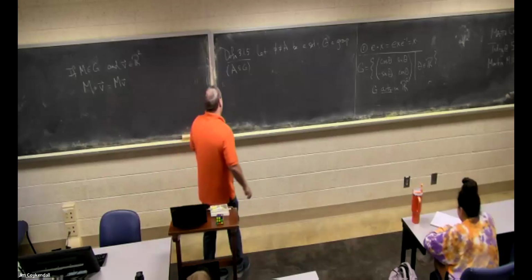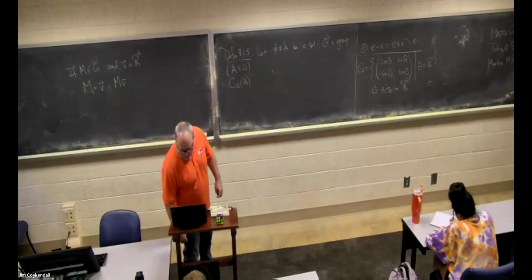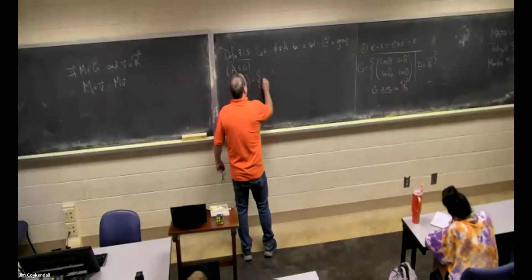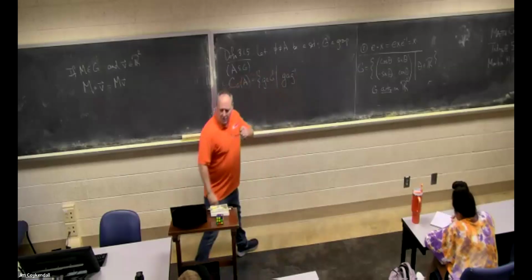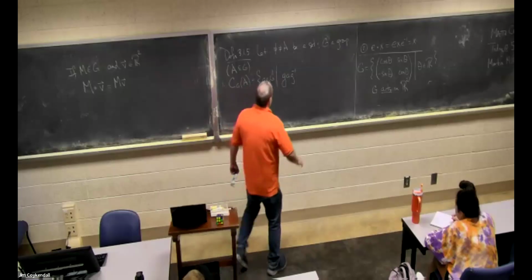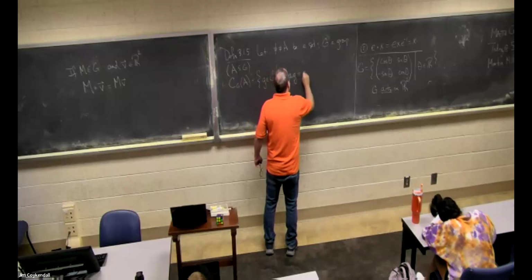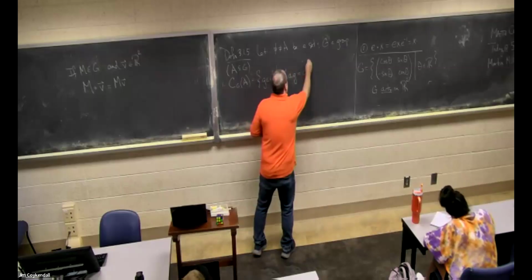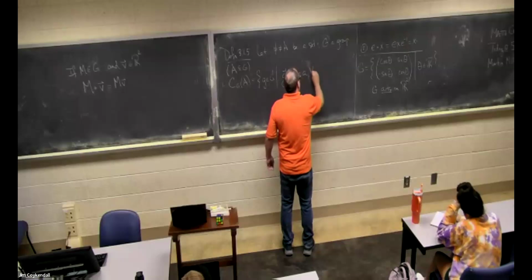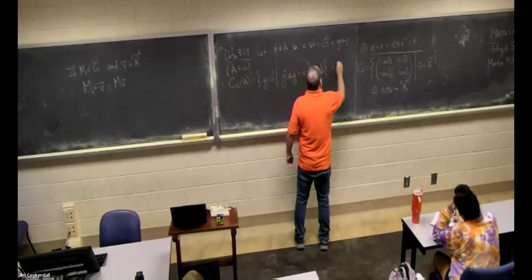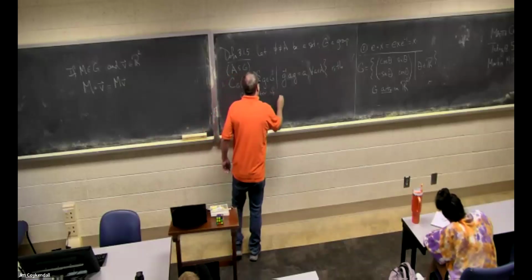Number one, this is called the centralizer of A in G. This is the set of g in G such that g a g inverse equals a, for all a in A. Actually, it doesn't really matter, but I'm going to stick to my definition.